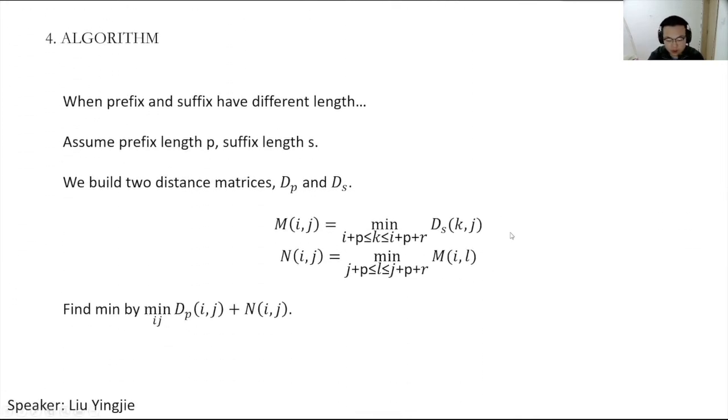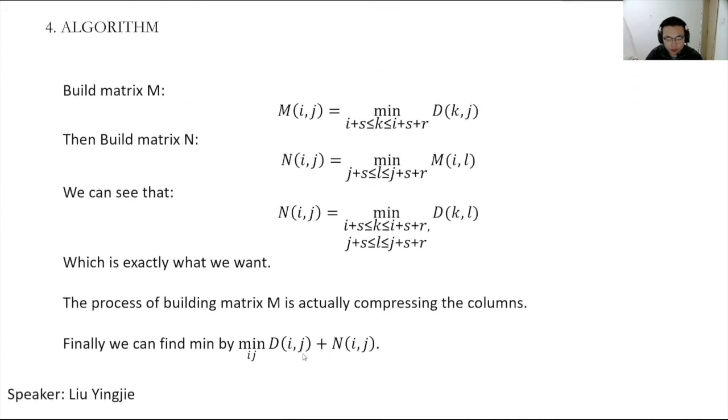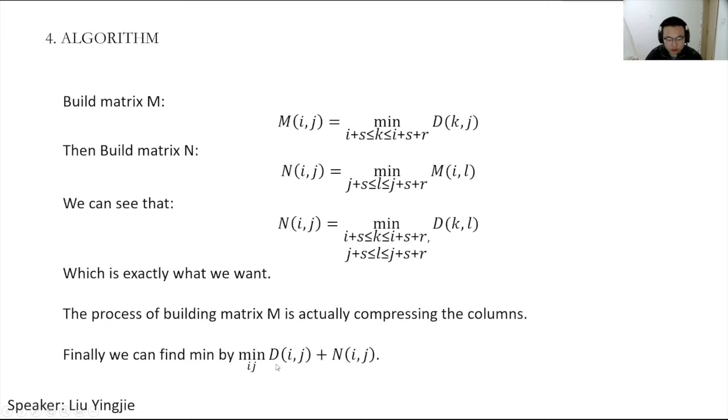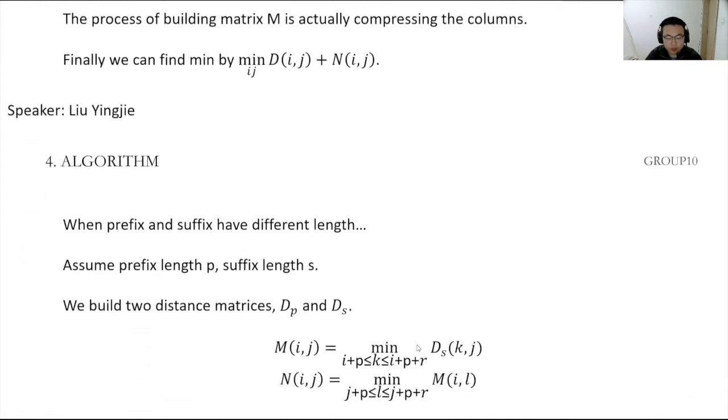Finally, I will address the issue of different prefix and suffix lengths. Suppose the length of prefix is p and the length of suffix is s. If we revisit the last formula on the last page, we know that the first part deals with the prefix and the second part deals with the suffix. With this knowledge, solving this problem is actually pretty easy.